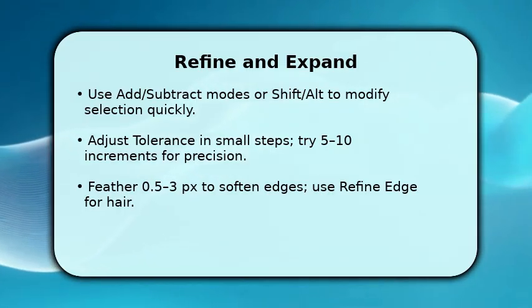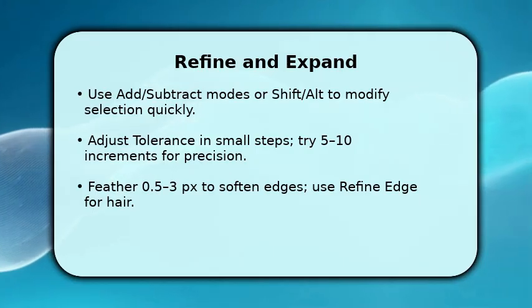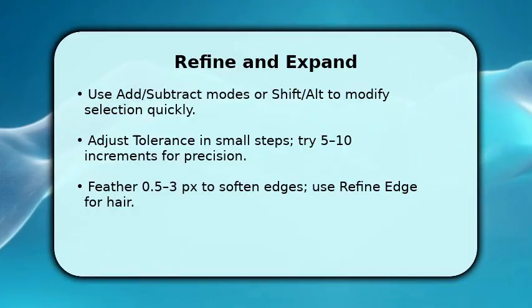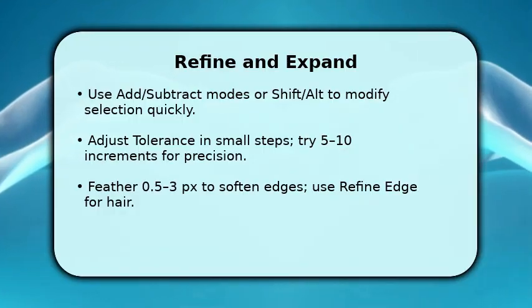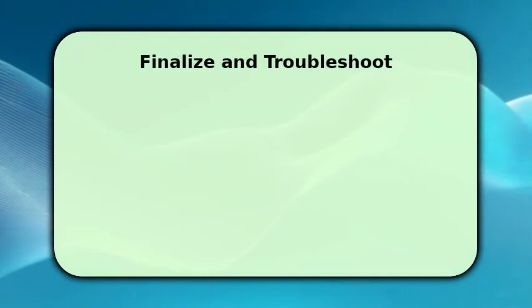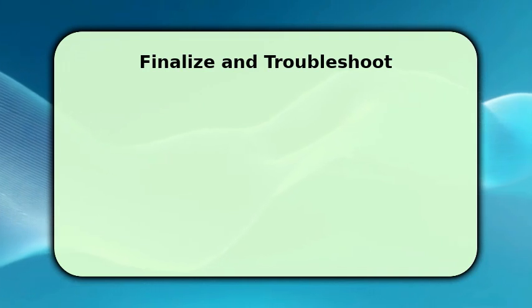Once roughly correct, feather by 0.5 to 3 pixels to avoid hard, jagged borders, and use Refine Edge or Select and Mask to treat hair and fine details. Finish by converting the selection into a layer mask so you can edit non-destructively. Paint the mask with black to hide or white to reveal pixels.